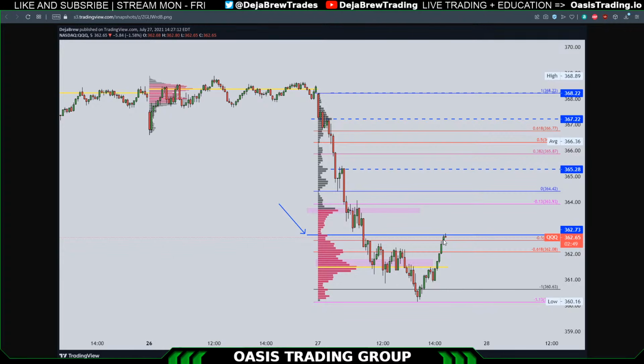Now, buying the reclaim of the POC is a very risky trade because when you're in a B-shaped volume profile, you are bearish, right? So you're safer to sell the highs than you are to buy the lows.